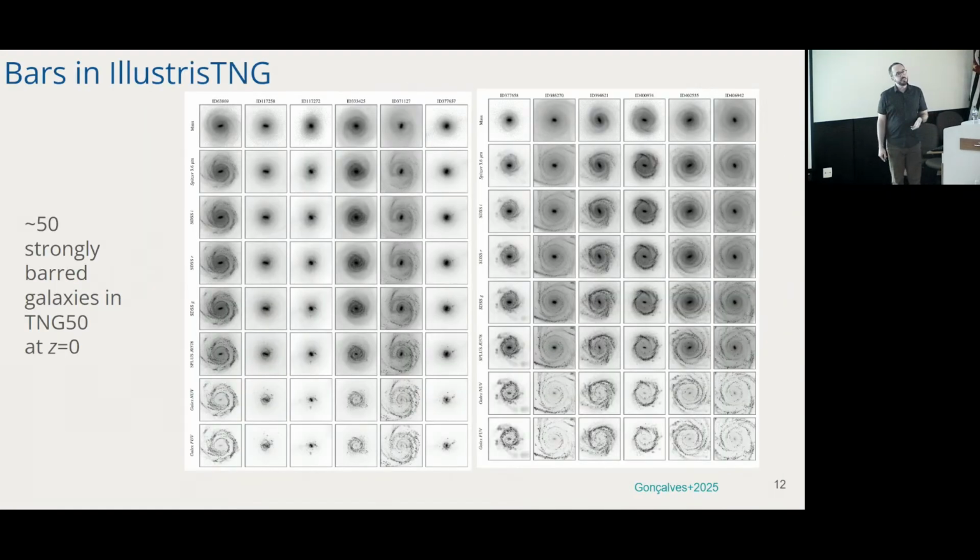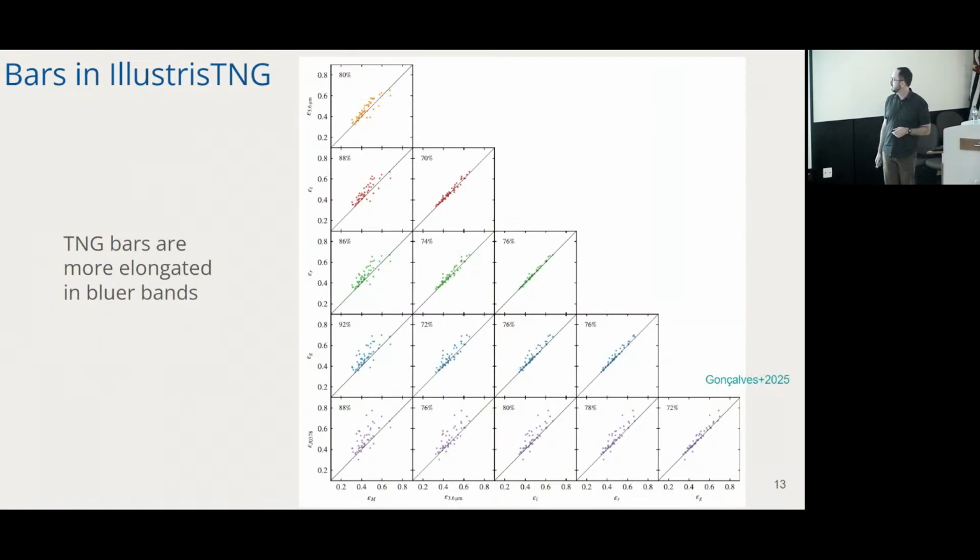So this process was repeated for the full sample of strongly barred galaxies at redshift 0 in TNG50. I won't go into very much detail, but the point here is that these are the ellipticities in different filters, from the infrared towards the ultraviolet, as a function of the ellipticity measured in the mass. And the fact that most of the points lie above the identity line means that the bar is always more elliptical when measured in observed mocks than when measured directly in the mass.